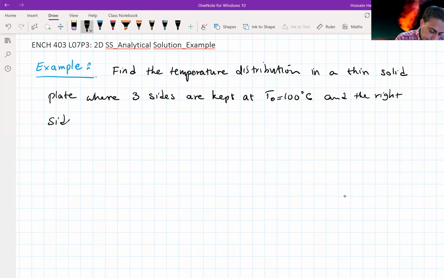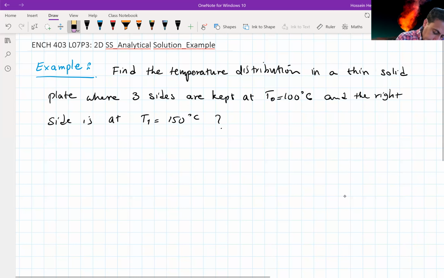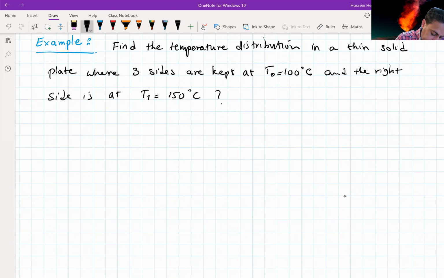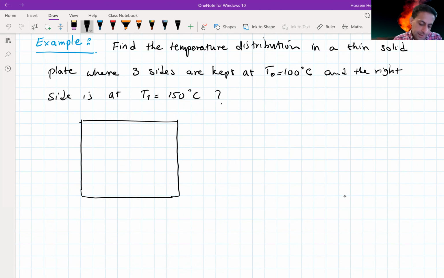The right side is T1 or 250 degrees C. So what we are looking at here is we have a solid plate, and 3 sides of that are at T0, which is 100 degrees C. This is T0, this is T0, and the right hand side is at T1, 150. And we'll find out the temperature distribution inside this solid.